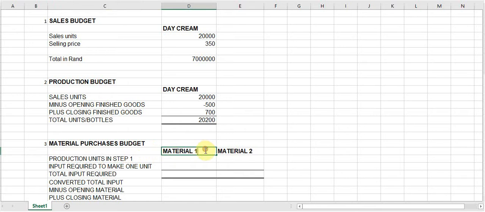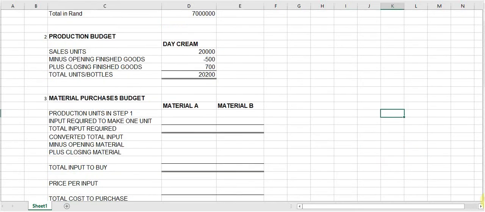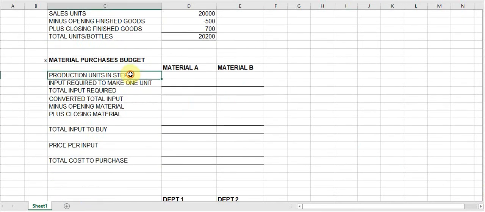And there we had a material A and a material B. So I am just customizing my answer. And now we're going to say production units from required number 2. And it was 20,200. So I'm just typing in that answer, which is of course now the answer that we calculated here.